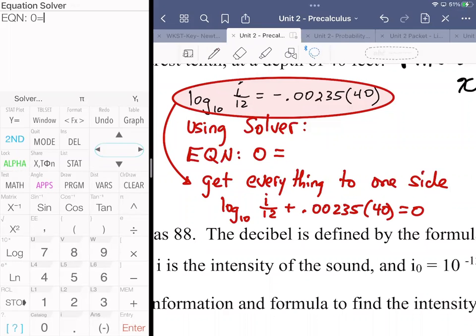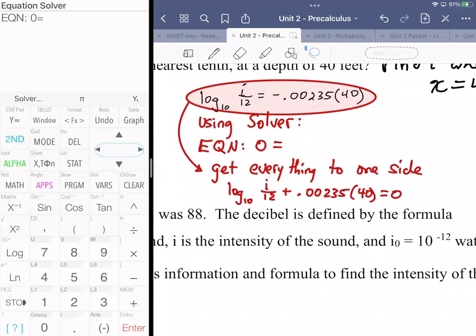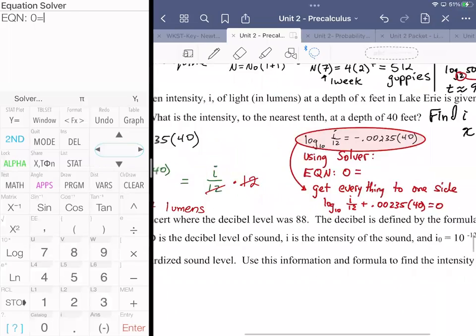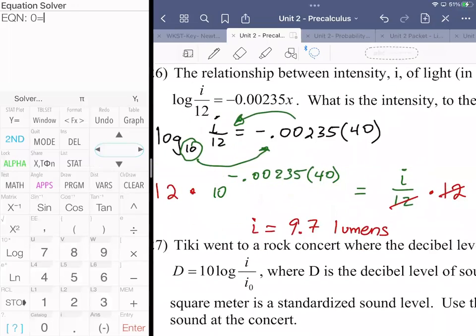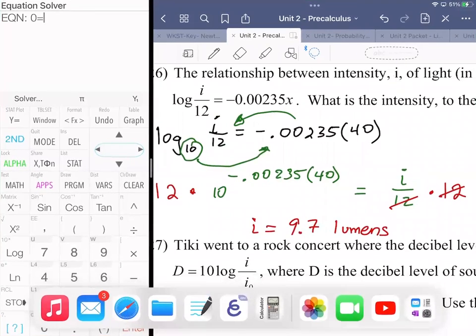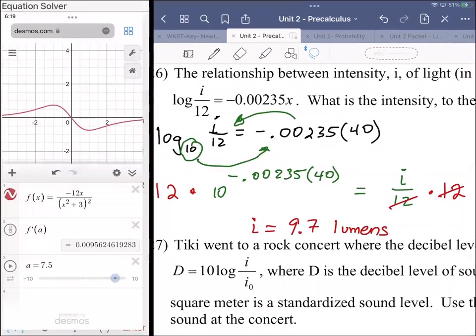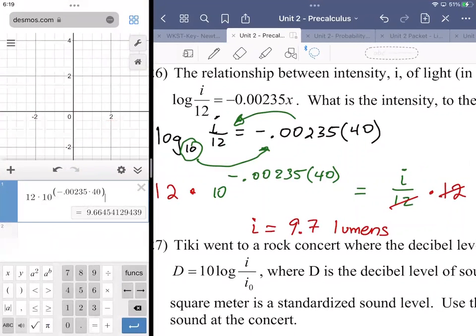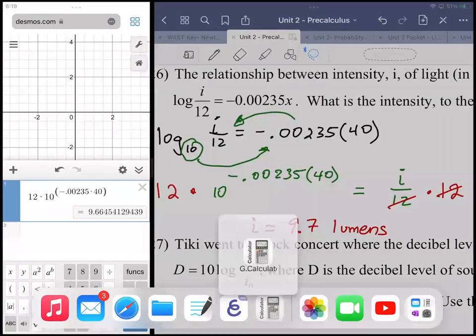Professor, when we did it before you started doing this particular method, how did you get 9.7 lumens? Like, I'm a little confused about that. Like raising 10 to the negative 0.00235 to, like, do you multiply negative 0.00235 by 40 and then raise 10 to that power? Yep. And then you times it by 12 and somehow you got 9.7? Yep. How did that happen? I didn't get that. Okay. All right. Thank you. Yeah, no problem. It's math magic.